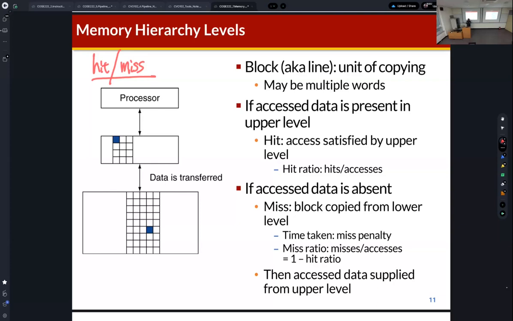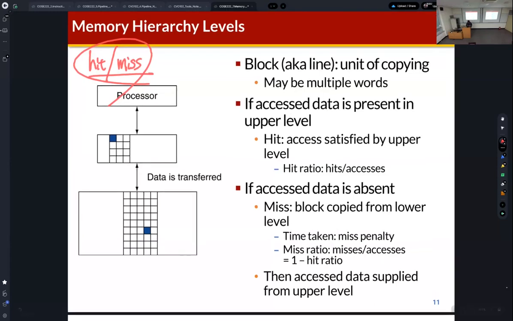So hit means that the prediction result is the same as the real result, so it is called a hit. The miss means that the prediction result is not equal to the real result. So we also use this terminology, hit and miss, in the memory hierarchy.